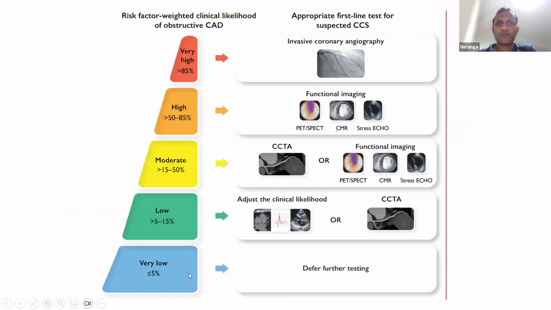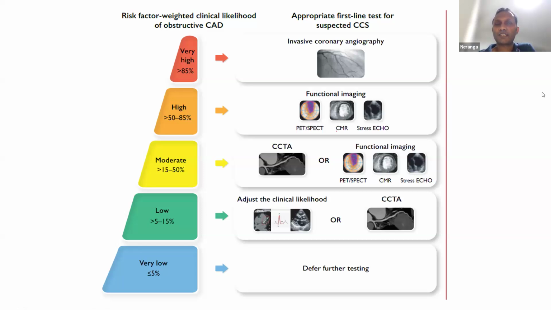If the likelihood is very low, you don't need any testing. At 15, you can either do anatomical testing like CT coronary angiogram, or just use the clinical likelihood from echo, previous CTs and resting ECG changes, etc. At a moderate 15 to 50%, CTCA or functional imaging can be done. At very high risk, you have to do functional imaging. And at extremely high risk, more than 85%, you have to undergo an invasive angiogram.